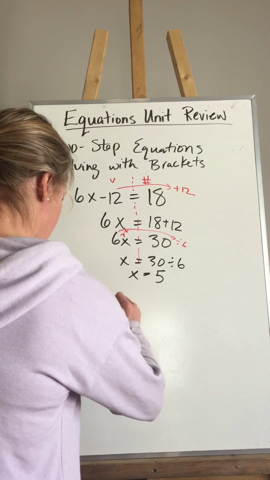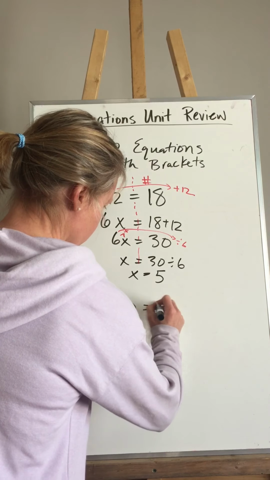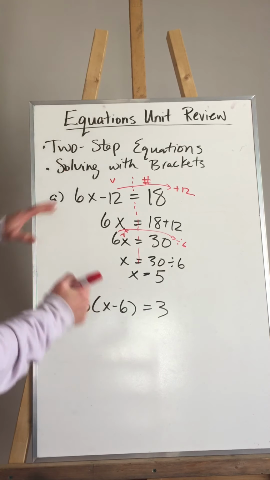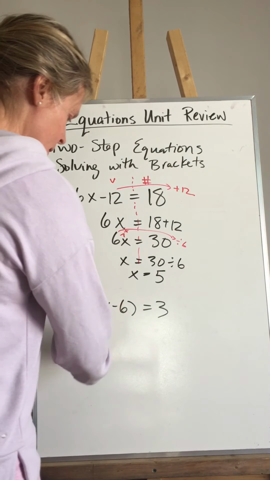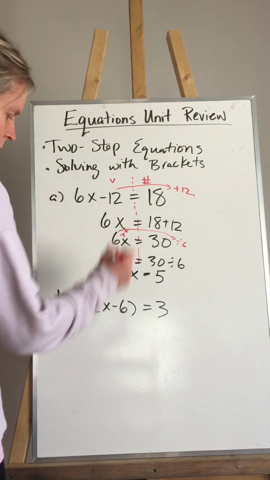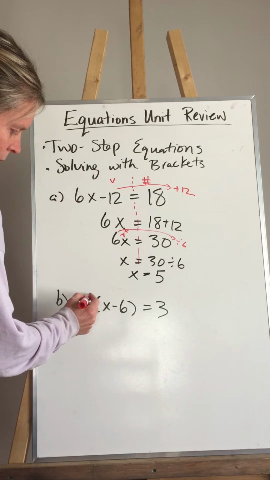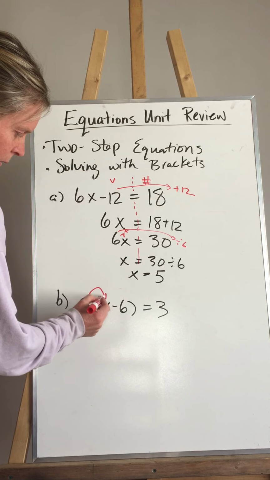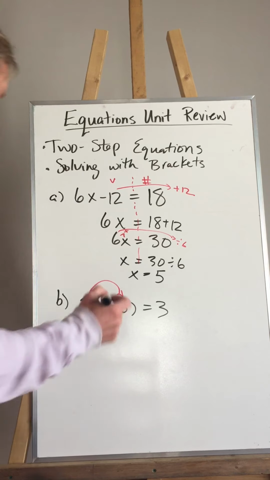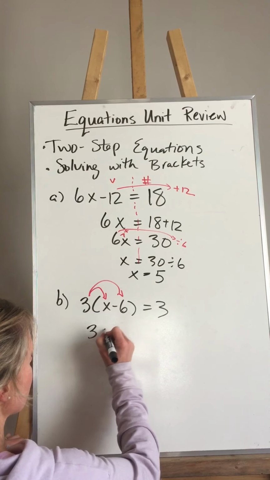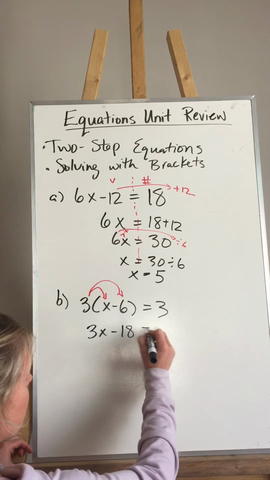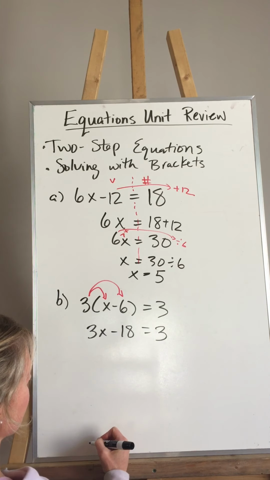3 brackets x minus 6 equals 3. Okay, so similar to above, except that now I have brackets, which I need to get rid of before I can move things around. So I'm going to multiply the 3 by the x and the 3 by the negative 6. So 3 times x is 3x, 3 times negative 6 is negative 18 equals 3.